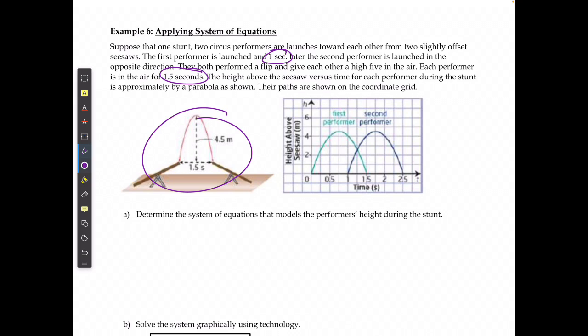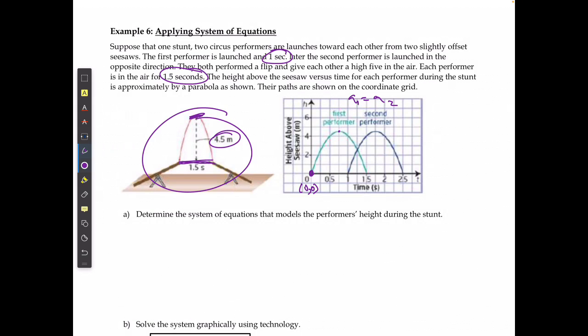Well, if they both reach the same height and they're both in the air for the same amount of time, that means that the A value has to be the same in both cases, because it's going to create the same parabola. They're just going to be offset. So then I can pull from the information that I have. Well, I know that the first one has a point of (0, 0). It starts at 0 seconds at a height of 0 meters above.